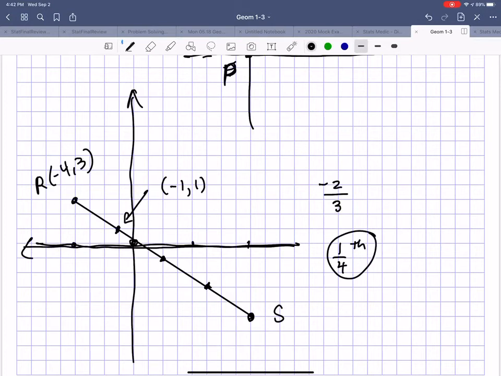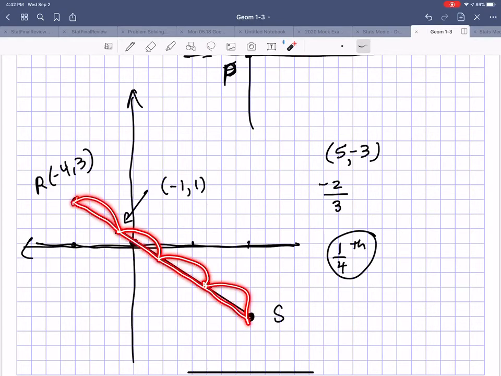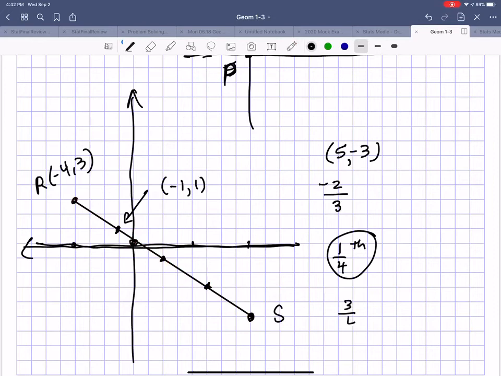Now the other coordinate, what about the coordinate (5, -3)? So let's see where that is. (5, -3). Ooh, that landed right on my grid line. So let's look again. That looks like I'm 1, 2, 3/4 of the way there. So this coordinate looks like it's 3/4 of the way there. So we've got our final answer.